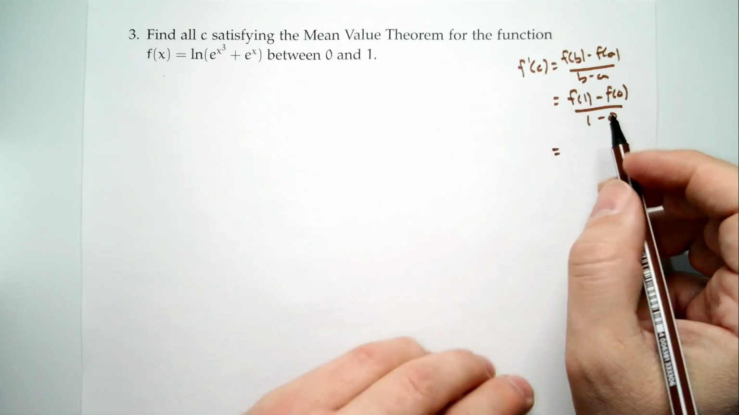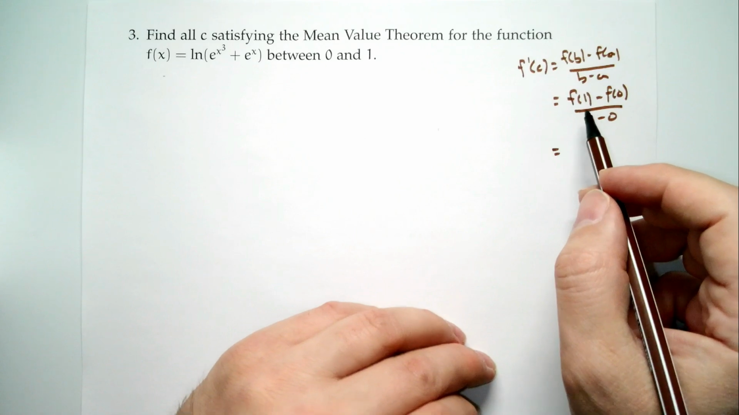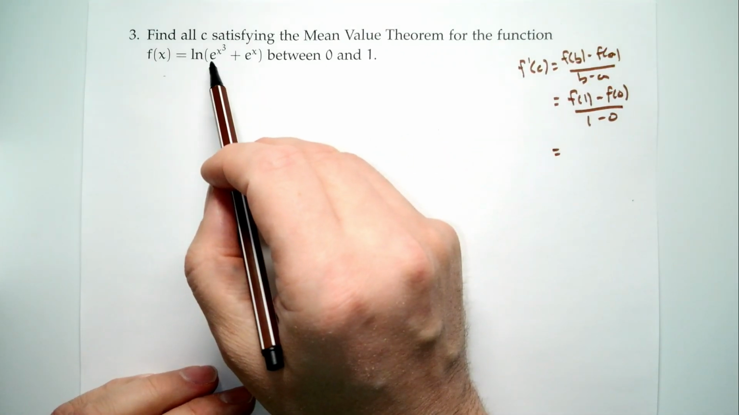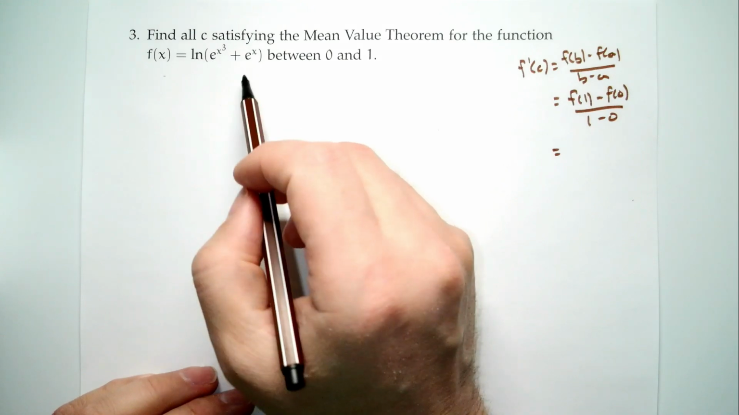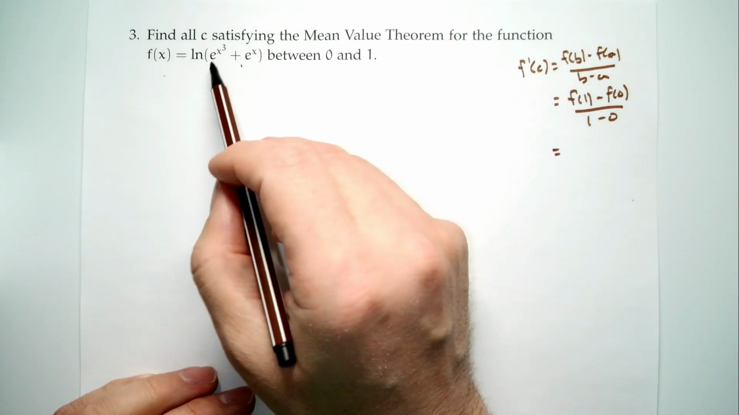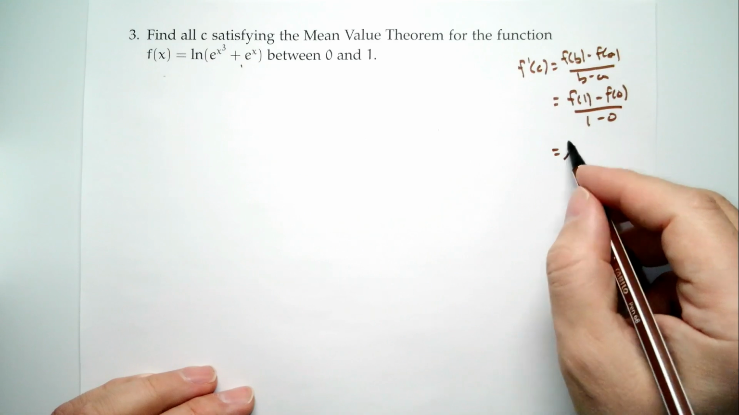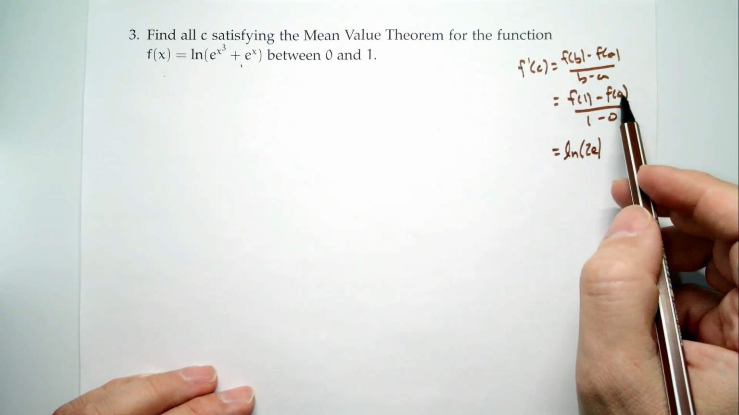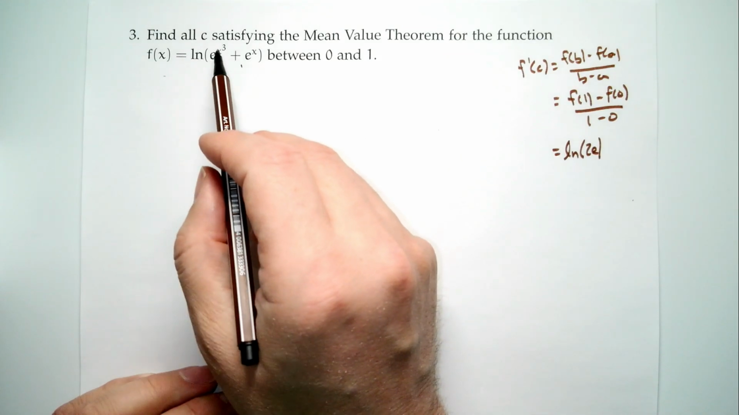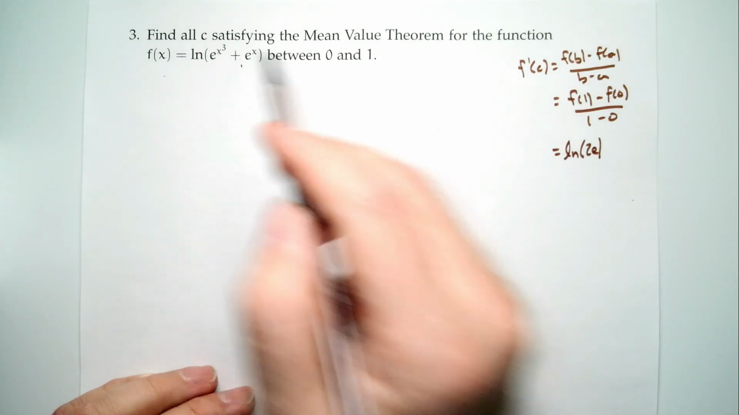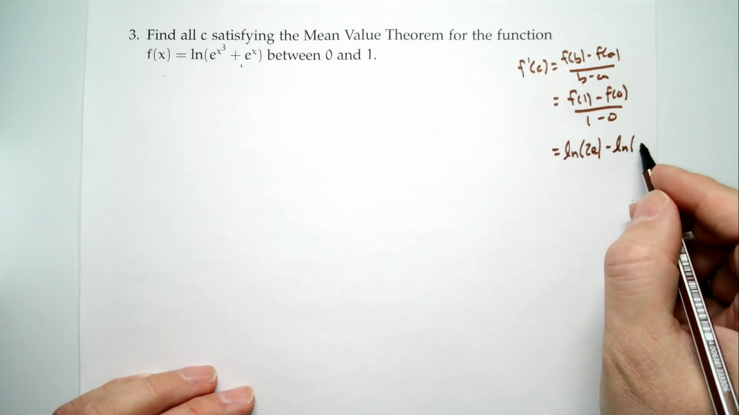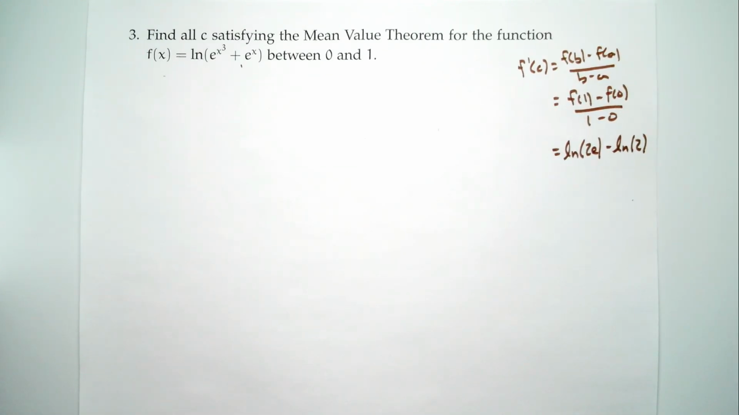So let's see. What is f of 1? Well, if you plug in 1, you get log of e to the 1 plus e to the 1, also known as natural log of 2e. If you plug in 0, you get e to the 0 plus e to the 0, also known as 1 plus 1, which is 2.